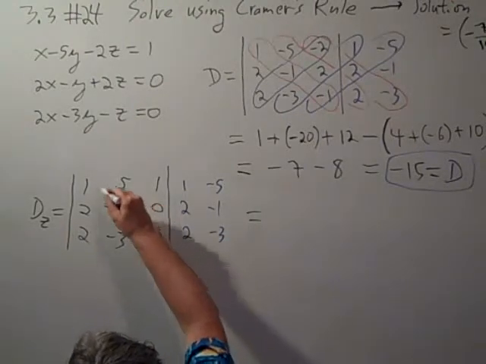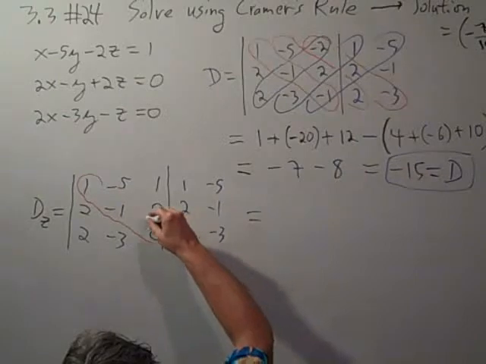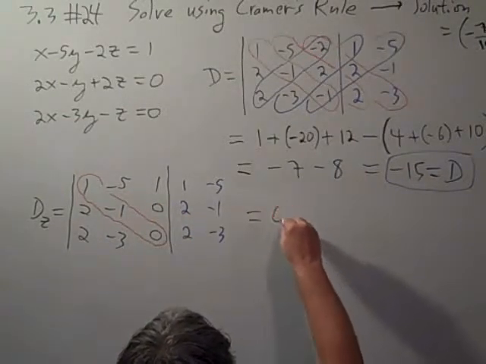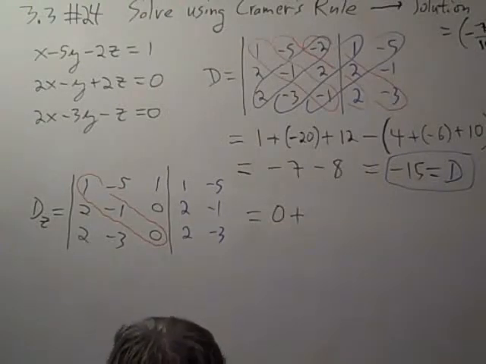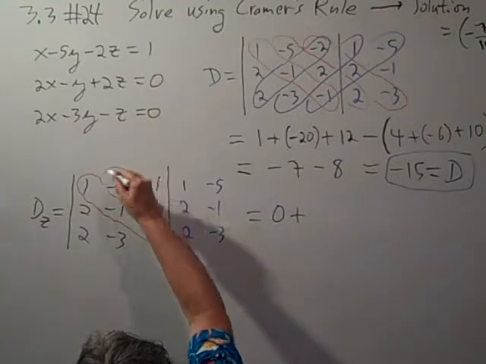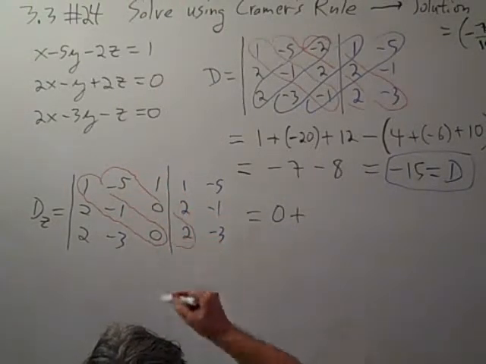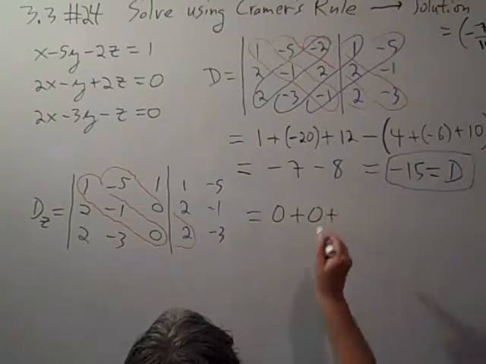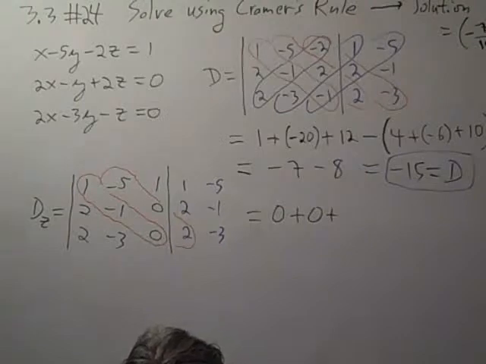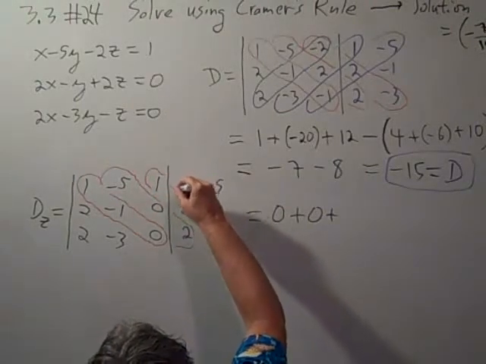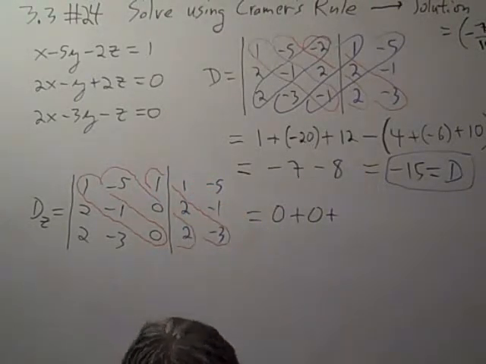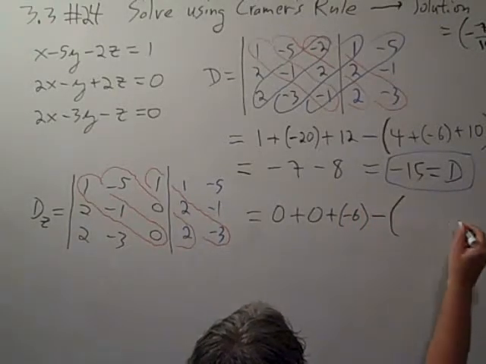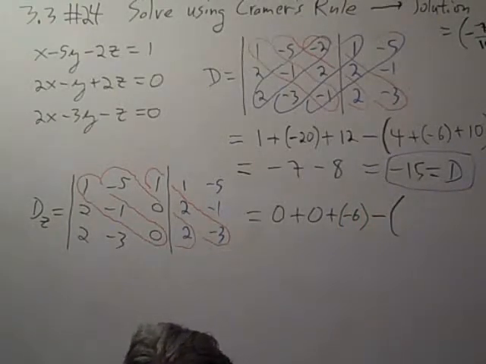So the first is 1 times -1 times 0. That's just a 0. And the next diagonal over, we have another 0. So that makes that 0. -5 times 0 times 2 is 0. And finally we have the third diagonal over, 1 times 2 times -3. That's -6. And then we subtract the diagonals going the other way.